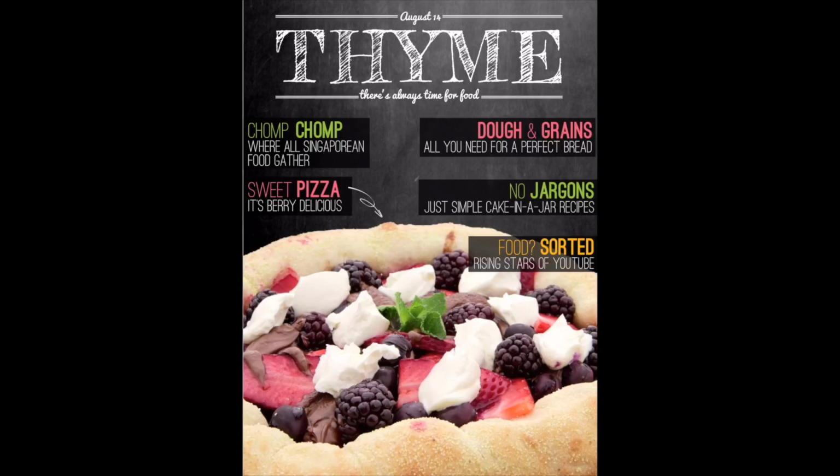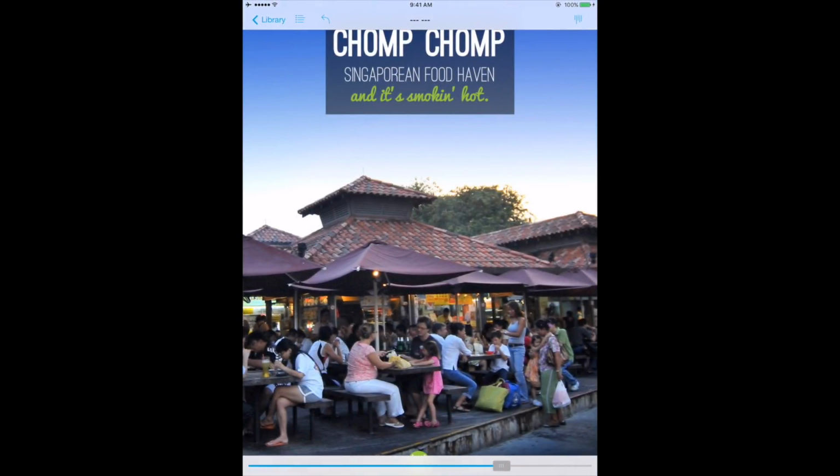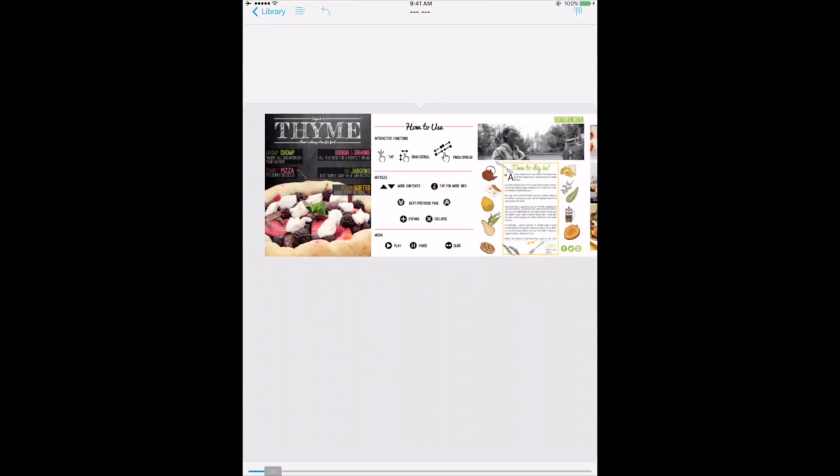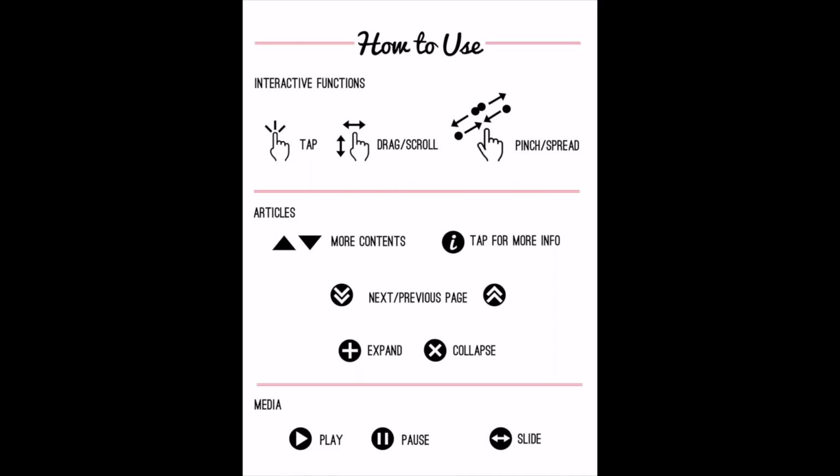So this is the cover page, and by clicking onto the respective titles, it will bring you straight to the article. But let's just start from the beginning. And now moving on, we have our how to use page, which shows how the e-magazine works. You can tap, drag to scroll, and zoom in and out by pinching. It also shows what various icons appearing throughout the magazine mean.